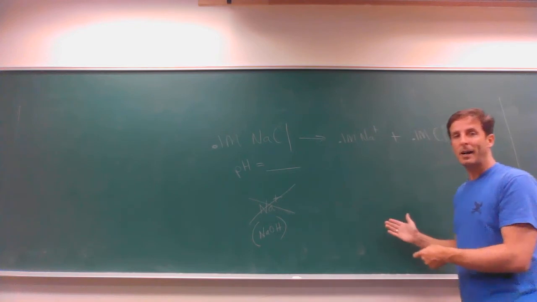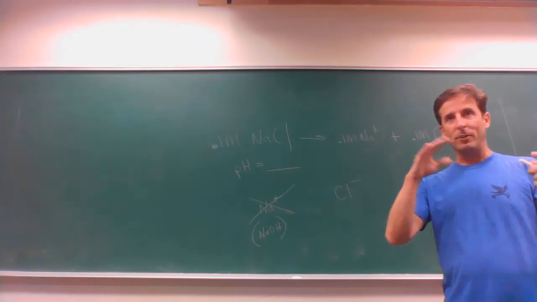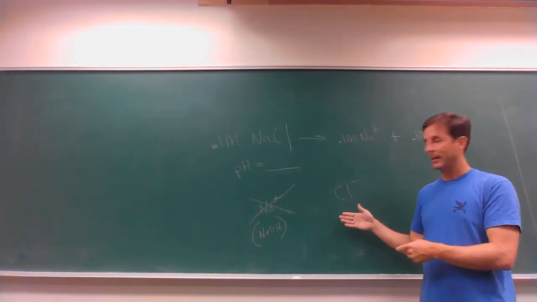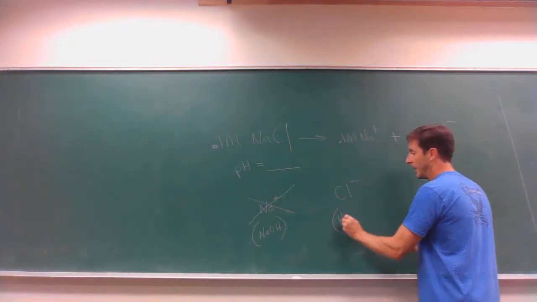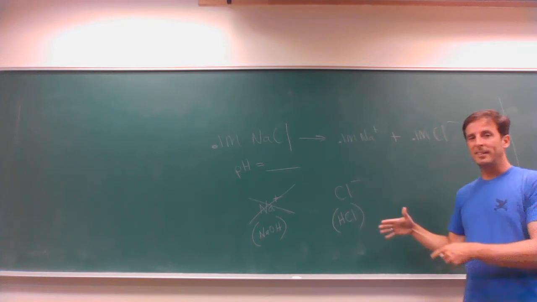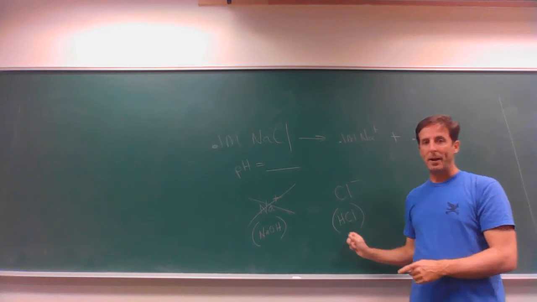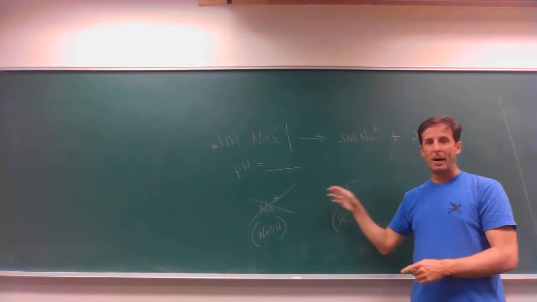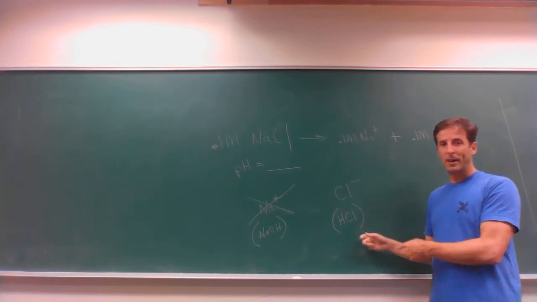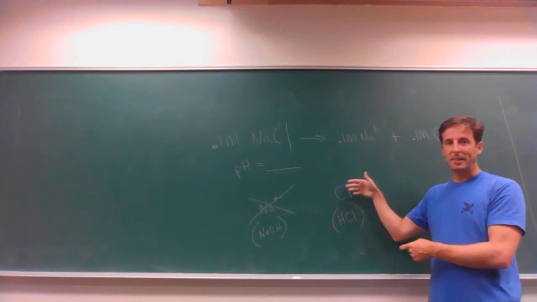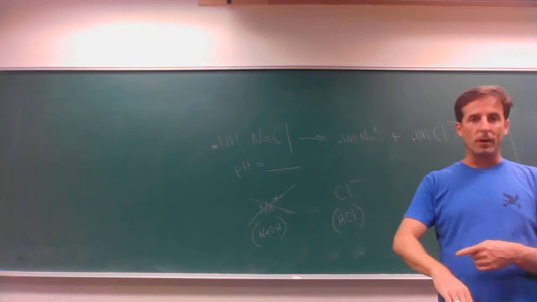Then I look at the other ion, Cl minus, and I have to think what acid or base is related to Cl minus. We should know that hydrochloric acid, HCl, is the acid that chloride comes from. Sometimes I'll refer to these as the parent acid and the parent base of my ions. HCl is the parent acid. It's a strong acid, so the conjugate base that comes from it will be extremely weak, so weak that I can ignore it.